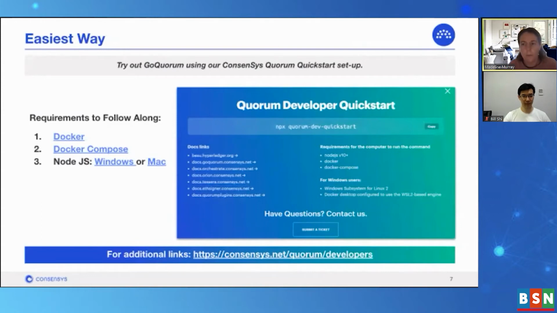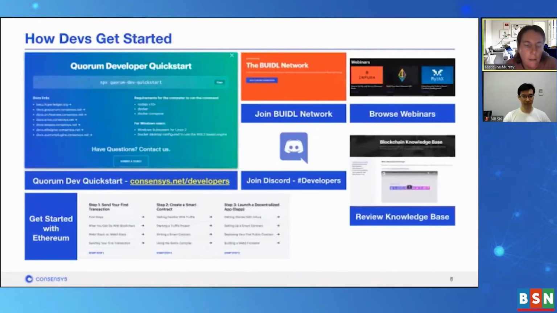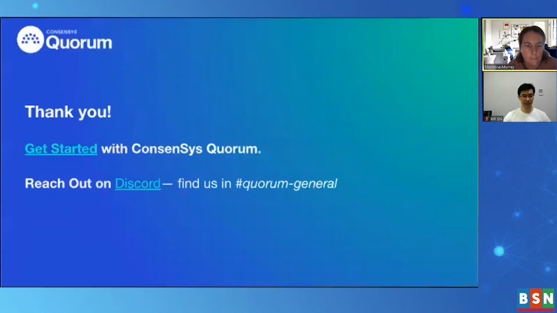So I'm quickly going to mention a couple of the ways you can get started with GoQuorum. On the ConsenSys website, we've got a developer quick start you can use to run up a network locally and get started building things on top. Additionally, on the ConsenSys site, there's documentation links, how to get started with Ethereum, Discord server, and knowledge base. So that's the end of my overview. We've got a link here out to getting started with ConsenSys Quorum. You can also always find us on the ConsenSys Discord. There's a Quorum channel in there.